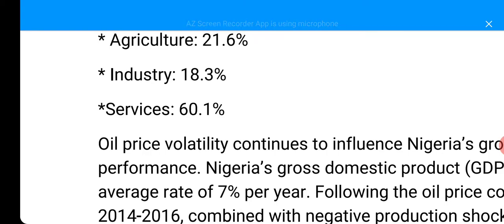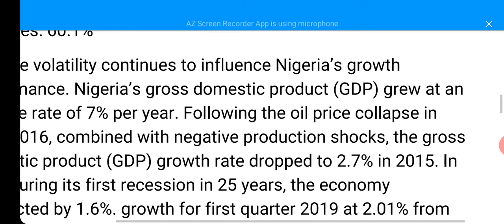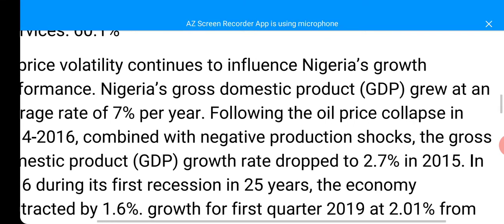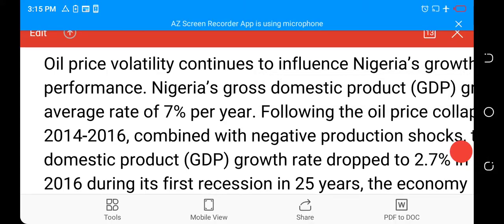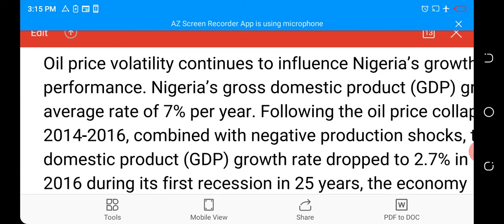Oil price volatility continues to influence Nigeria's growth since crude oil is the major contributor to the gross domestic product. So fluctuations in the price of crude oil affects the economy of Nigeria seriously. Nigeria's gross domestic product (GDP) usually grows at an average rate of 7% yearly, but following the oil price collapse in the international market that started from 2014, there has been serious fluctuation in price of crude oil.